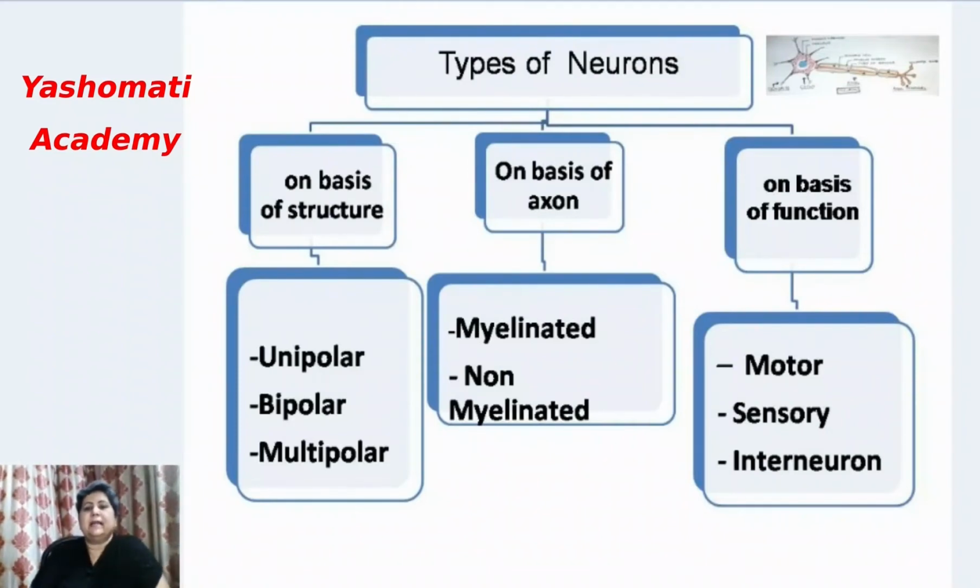So let us start with the class. As far as types of neurons are concerned, they can be categorized on the basis of structure, on the basis of axon, and on the basis of function. So these are the categories which are formed on these bases. For example, on the basis of structure, they can be unipolar, bipolar or multipolar, and on the basis of axon, they can be myelinated or non-myelinated, and on the basis of function, they can be motor, sensory or interneuron. Let us try to understand these different characteristics in detail.